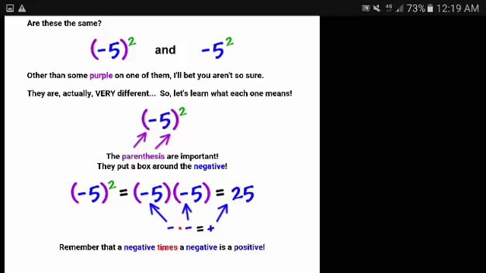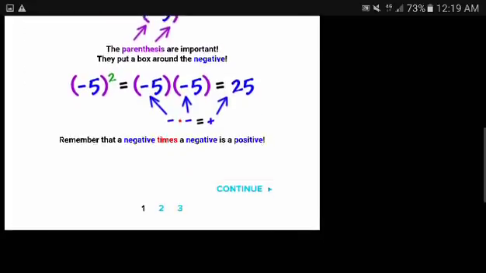The parentheses are important. They put a box around the negative. So meaning, including yung negative sign. That means, negative 5 times negative 5 equals positive 25. So ito yung negative times negative is positive kasi in-include na yung negative sign. Next.